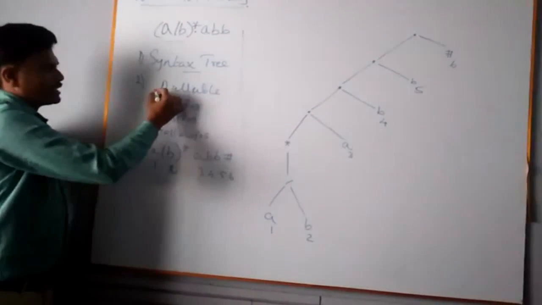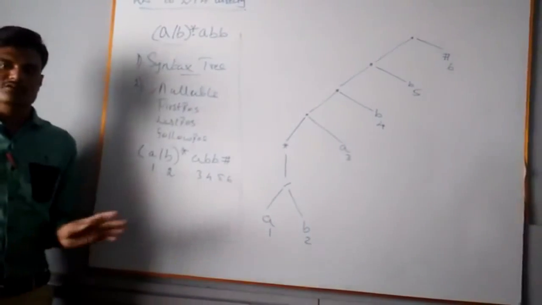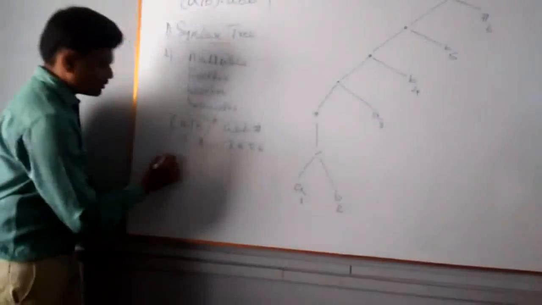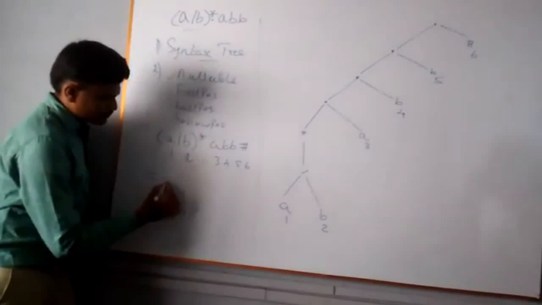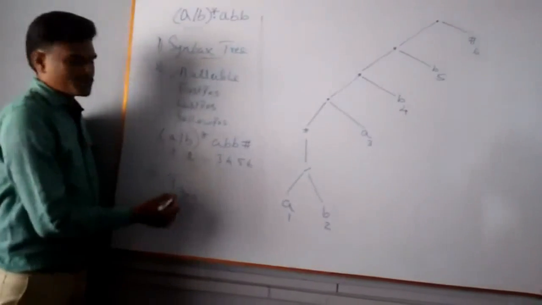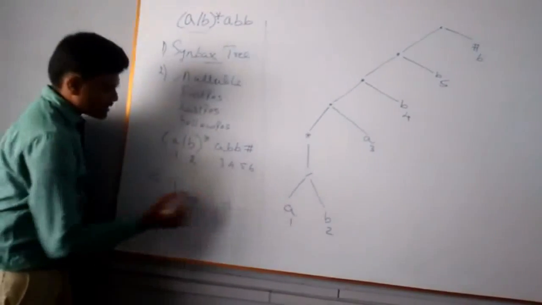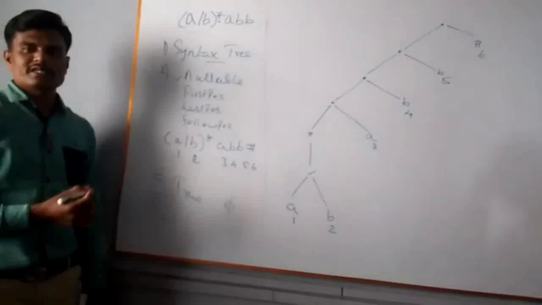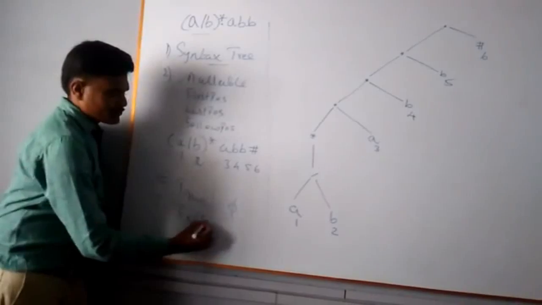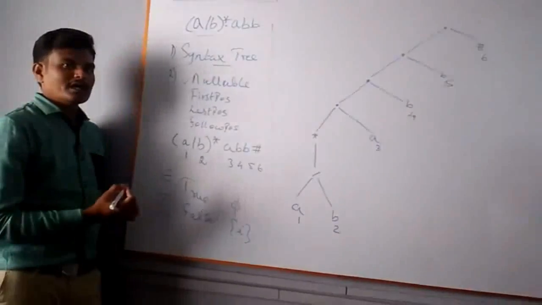Next we have to find the nullable value for a particular node. When finding the nullable value, first position and last position, we have some rules. If your leaf node is an epsilon, your nullable value will be true, and the first position and the last position values will be null. If your leaf node is any other terminal symbol, whether it's a or b or whatever it is, your nullable value will be false, and your first position and last position will be i, the position value.